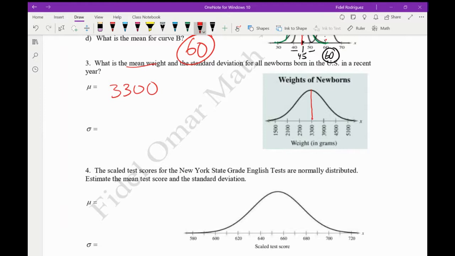Now the next thing is I'm going to find my standard deviation. The way I find my standard deviation is I'm going to look right here at this point and right here at this point, and just drop down a little bit. What I'm looking for is the distance between these numbers here, or the distance between this number and this number. Now, I'm obviously going to do some kind of a guess here, right?